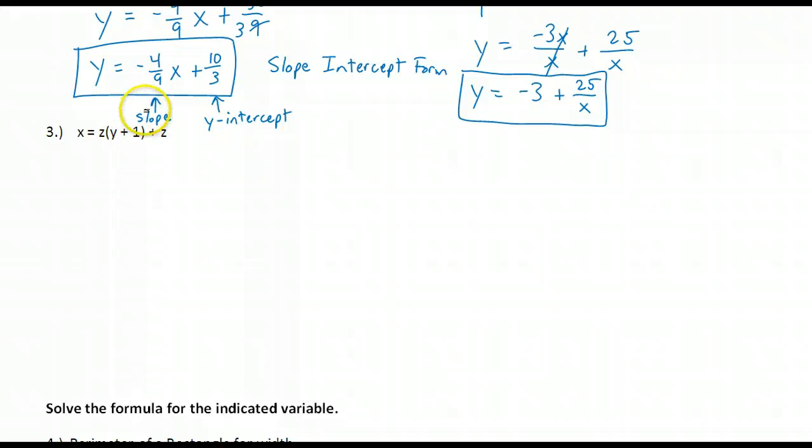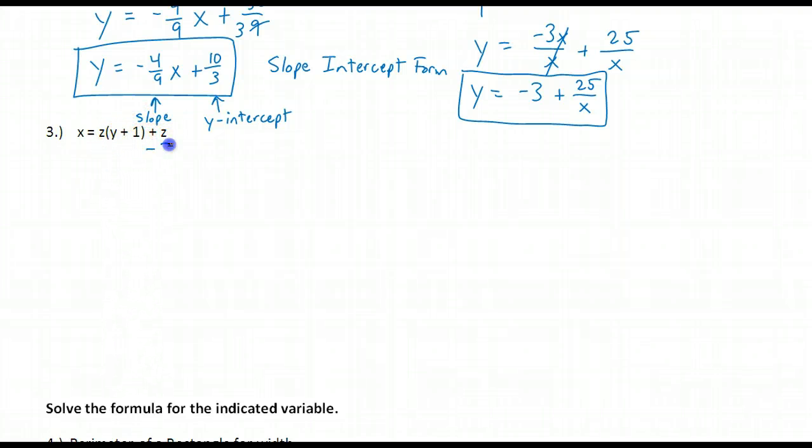In example 3, in order to solve for y, I need to get rid of this plus 1, get rid of this plus z, and get rid of this z times. Now I could distribute, but that would just make my problem more complicated. Instead, I just want to solve for y by undoing the order of operations. So before I can subtract this 1, I need to get rid of the things around the grouping symbol. I want to take care of this minus 1 last.